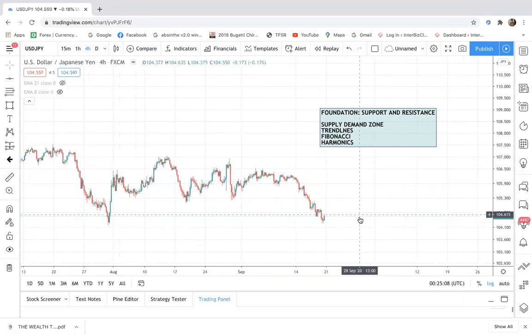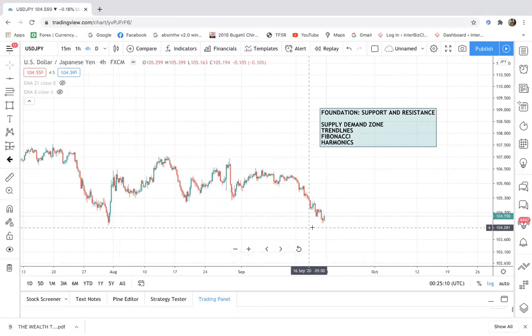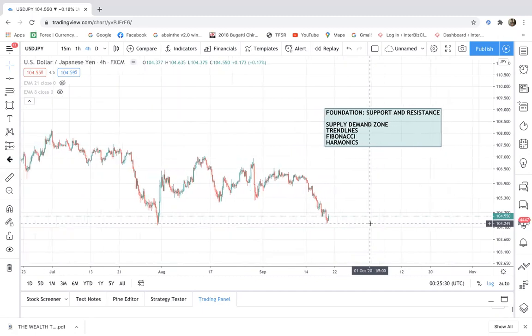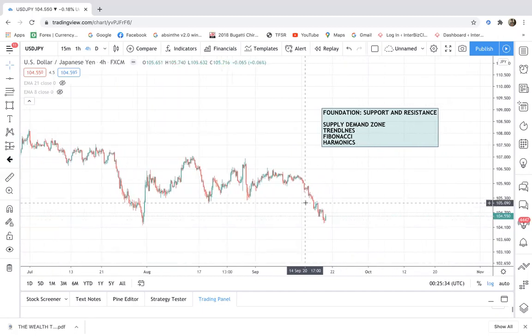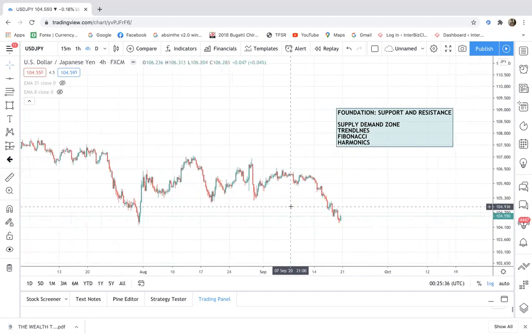So the first thing we want to go over is the foundation. The foundation of my strategy is basically going off of support and resistance. Then we go into convergence, and we find multiple areas for entries. My style of trading is based off support and resistance, but it's also using convergence to allow you to find the best possible entry.